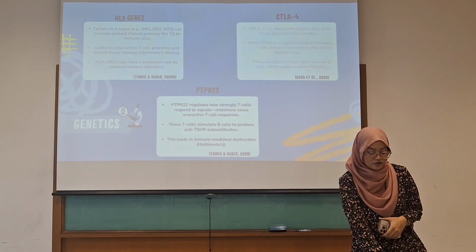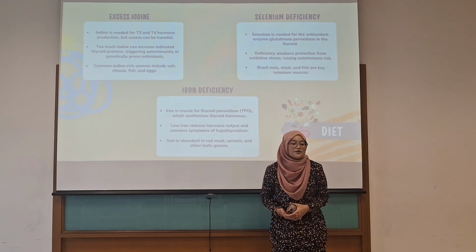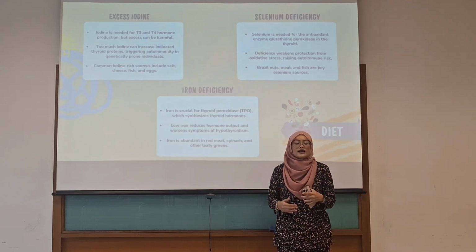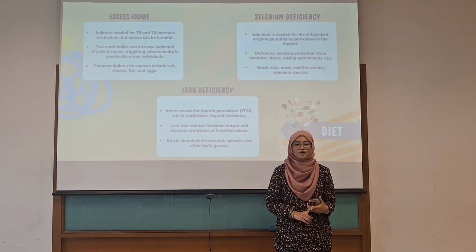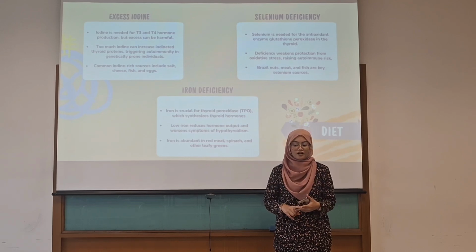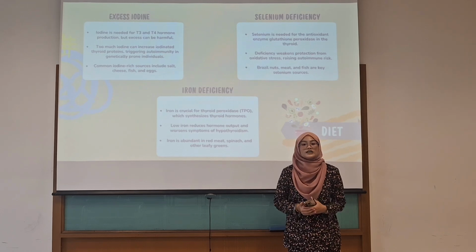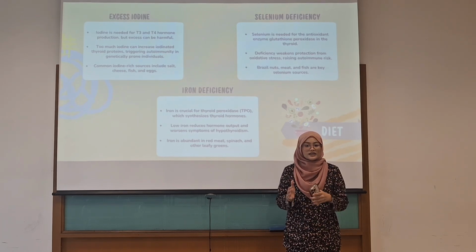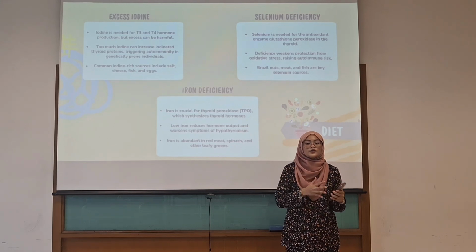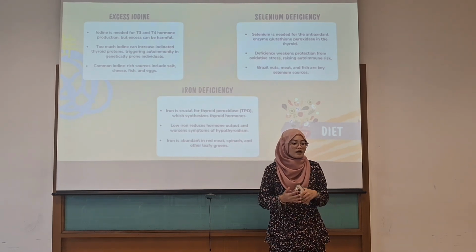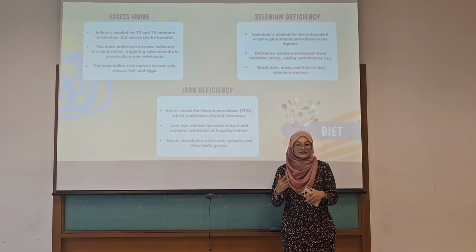Next, let's look at the diet perspective, starting with excess iodine. Okay, iodine is essential for thyroid hormone production, such as T3 and T4 hormones. But too much iodine can be harmful. For people who are genetically at risk, excess iodine can increase iodinated protein, which will trigger autoimmunity. Common iodine-rich sources include salt, fish, and cheese.